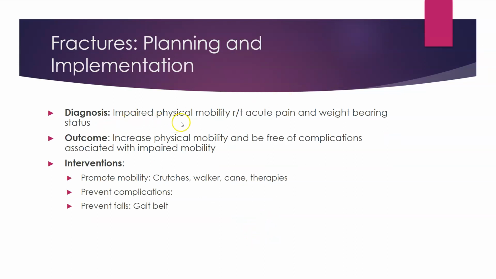So diagnostic-wise, for your nursing diagnosis, you might have physical immobility related to acute pain. Outcome-wise, we really want to try and increase our mobility by promoting mobility with crutches, walkers, canes, therapies. We really do want to prevent complications from immobility, and you know what those are, as well as prevent falls. And make sure you're using the gait belt, make sure you've got the appropriate assistive devices as needed.